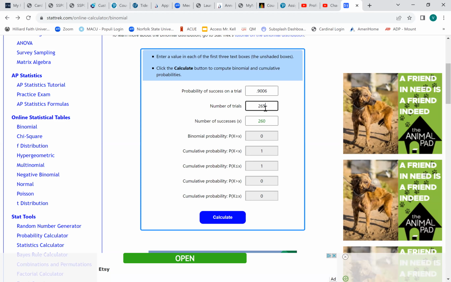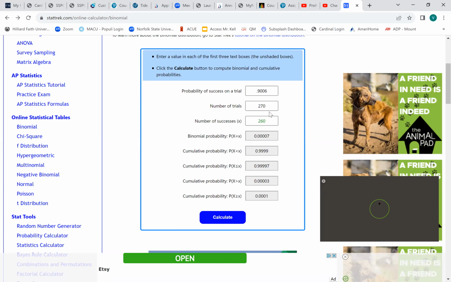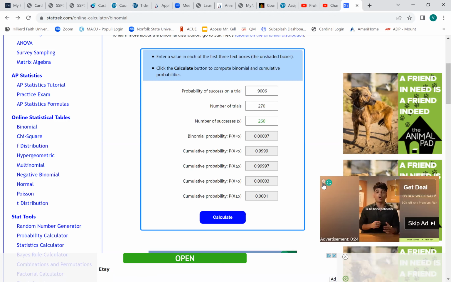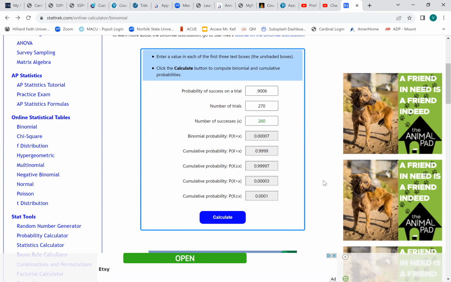So let's go 270. Keep playing with numbers. See how the numbers are changing. We want to get 1% right here, so that's 0.01. If it goes over 0.01, then that's greater than 1%. Don't forget, for 1% you move your decimal 2 places to the right. Of course, since this is free, you have to deal with these little ads, so I'm just closing stuff out. This is way lower than 1%, so let's add more tickets.